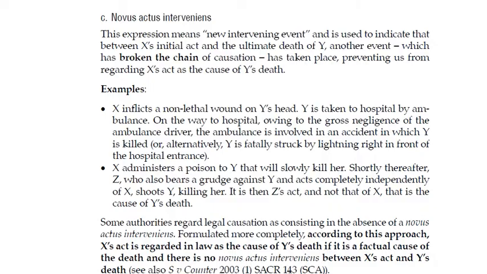Yeah, it is an act that comes in between, you know. It intervenes, it gets in between of an event, like the example that we have been given here.